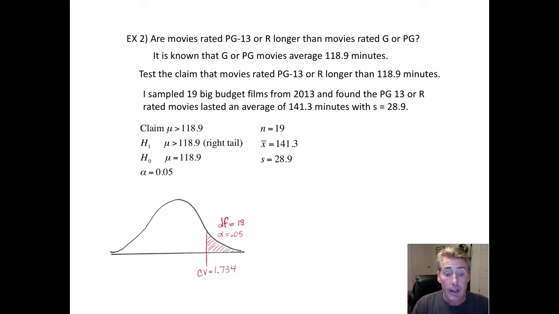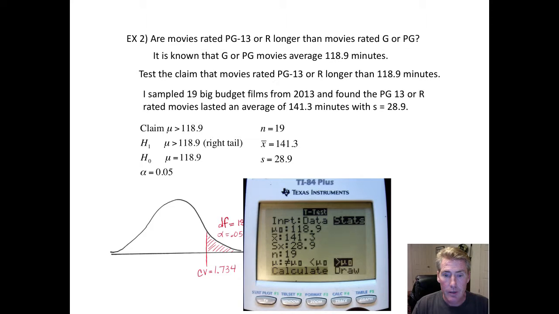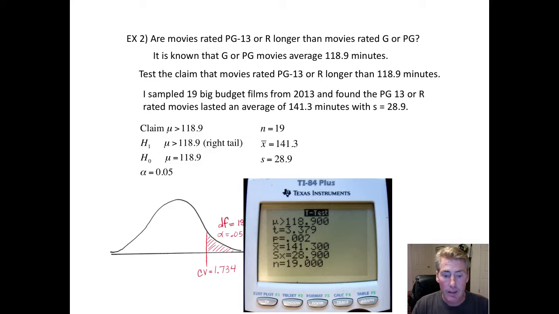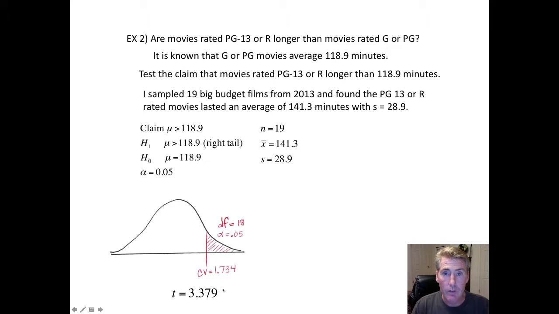Next, use the calculator again, the t-test. Type in the statistics. So this 118.9 goes right here from the claim. And then the mean and the standard deviation, sample size of 19. This one is a right-tailed test. And the test statistic turns out to be 3.379. So a 3.379 definitely does go past the 1.734.